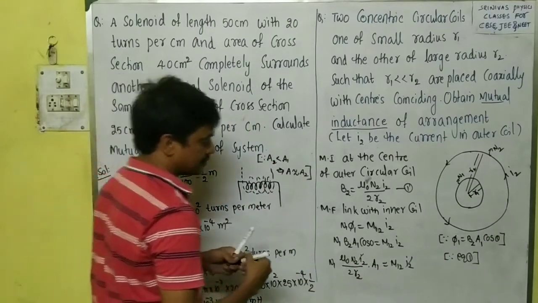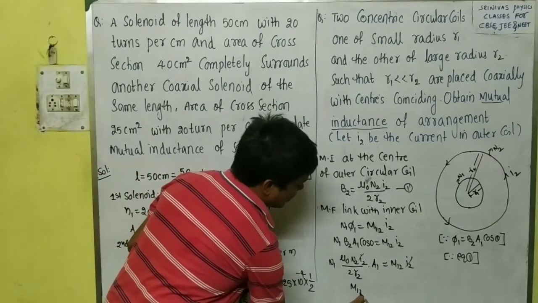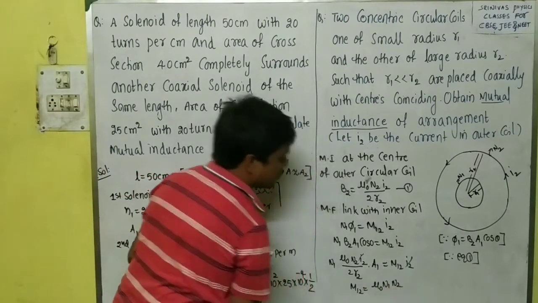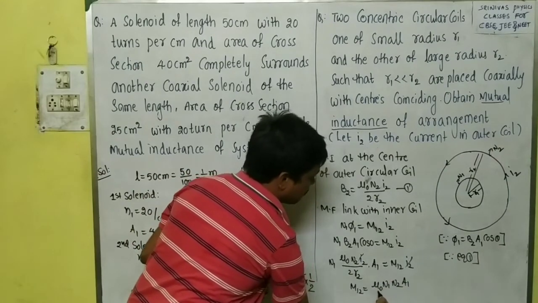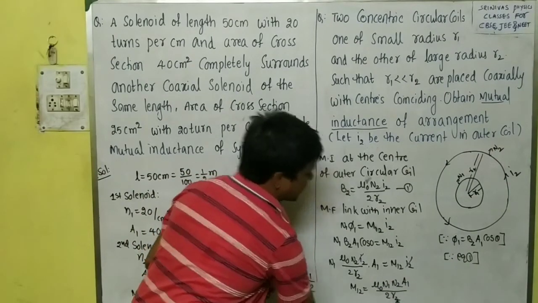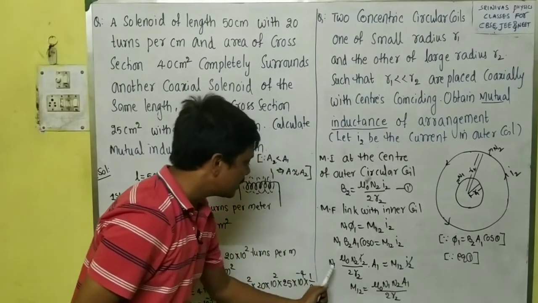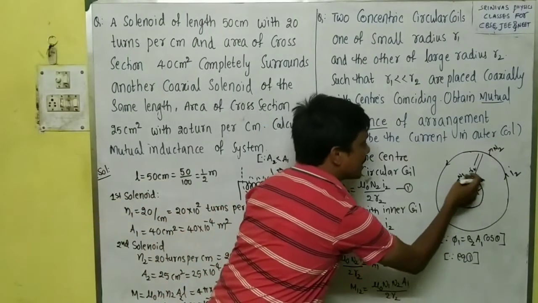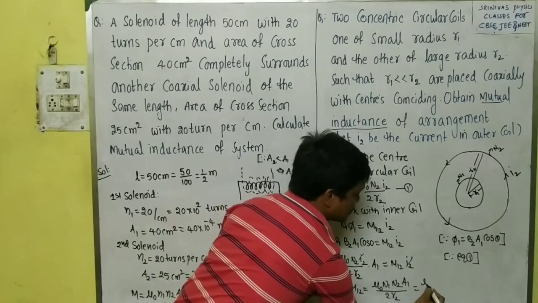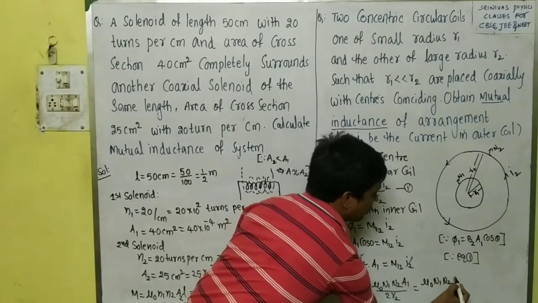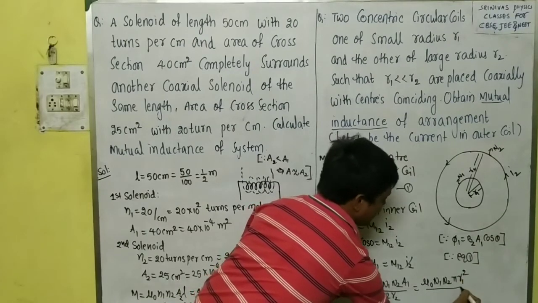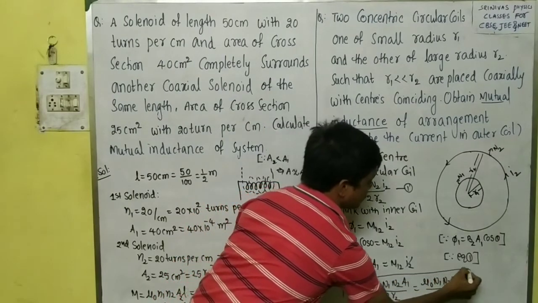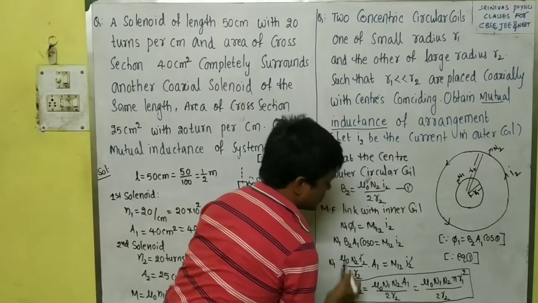And then after that, here we write the M12 formula. M12 formula is mu naught N1 N2 A1 by 2R2. Okay, M12 is this one, mu naught N1 N2 A1 by 2R2. A1 is the area of the inner coil. What do we write for A1? That is written as mu naught N1 N2 pi R1 square by 2R2. This is the equation. This is the mutual inductance.